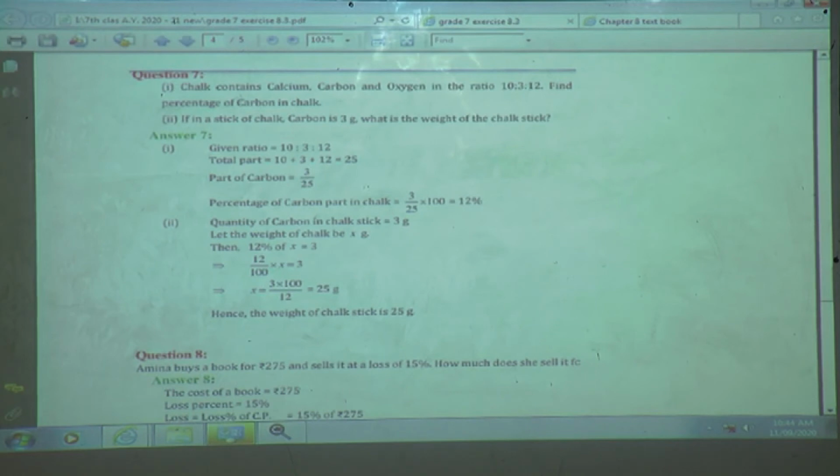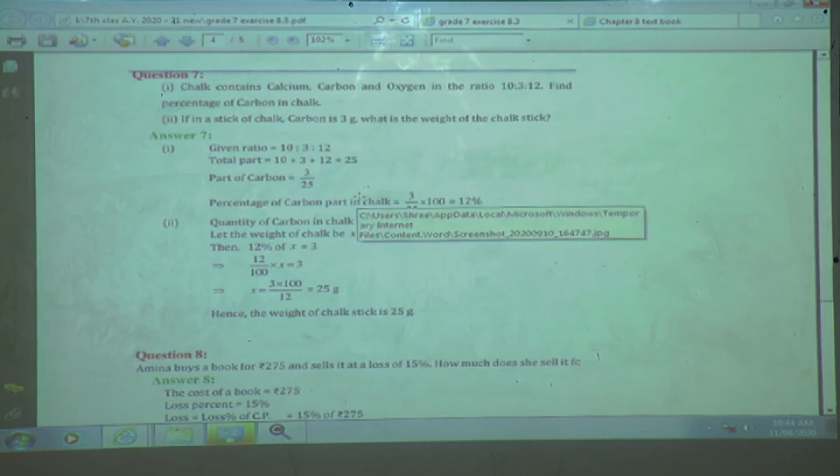Here two questions are given. First, find the percentage of carbon in the chalk. Here they have asked about the carbon, so we will consider the carbon. First is the calcium, then second is the carbon. So carbon is 3, and the total part is 25, so 3 upon 25. After reducing this and multiplying by 100, because we have to find it in percent, it is 12% of carbon in the chalk.